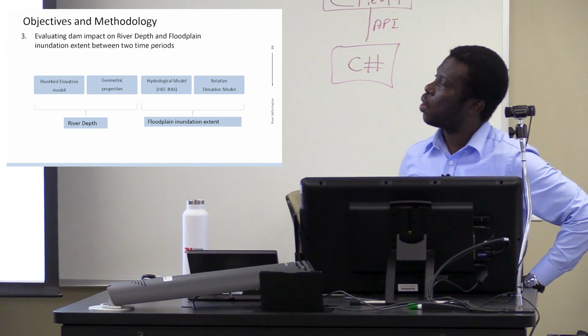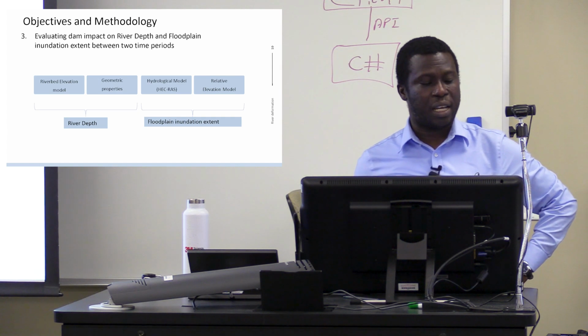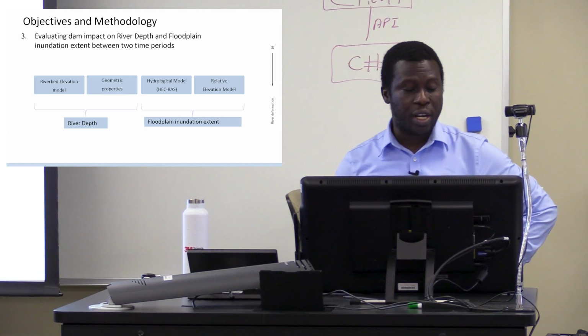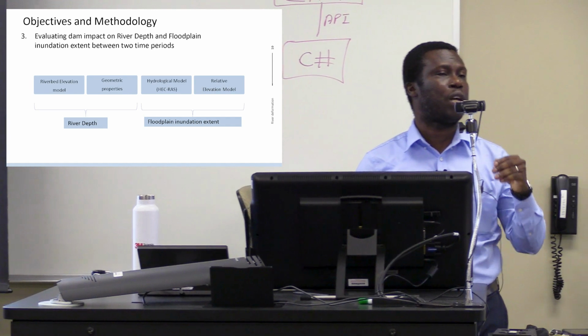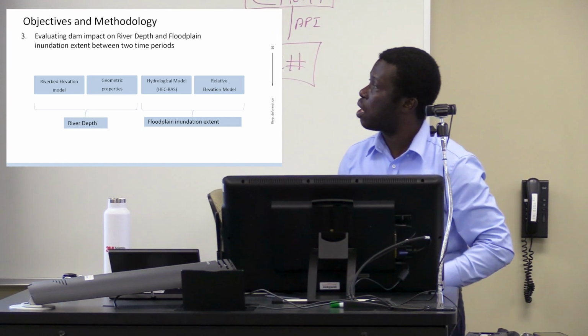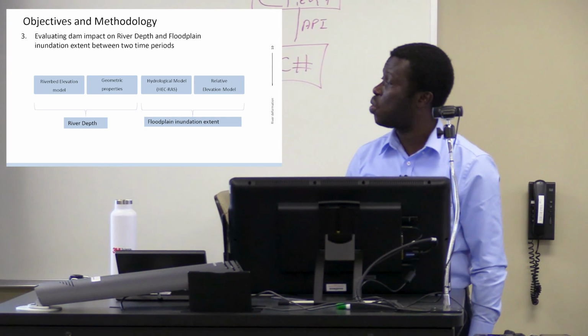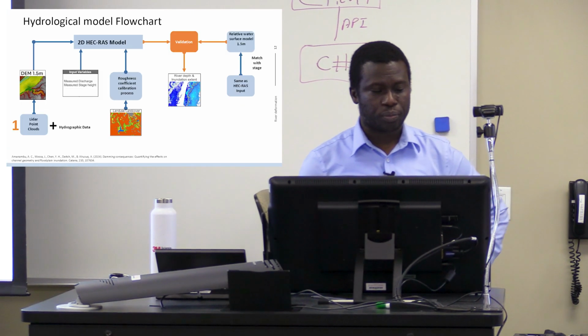So data sources include hydrographic surveys from 1960 and 2010 from the Corps of Engineers, and also a LiDAR point cloud that ranges from 0.5 to around 1.2 points per meter squared. Hydrological data, discharge and stage, were also used, and also land use, land cover.